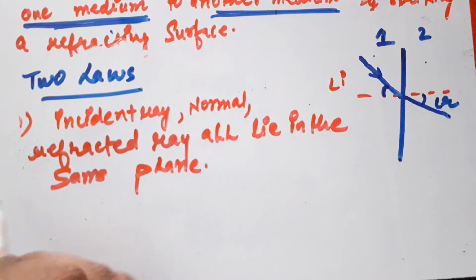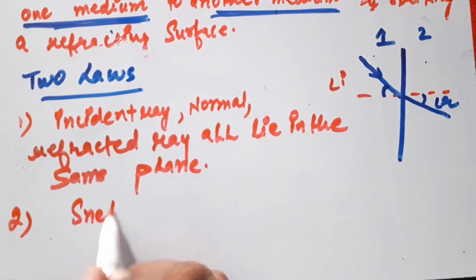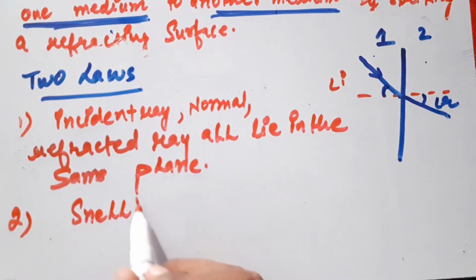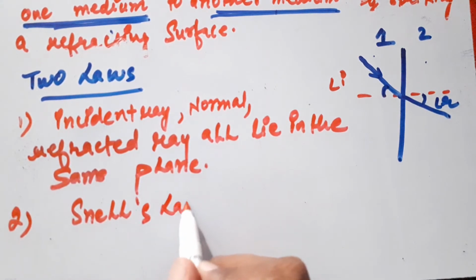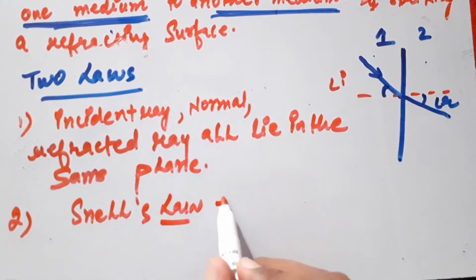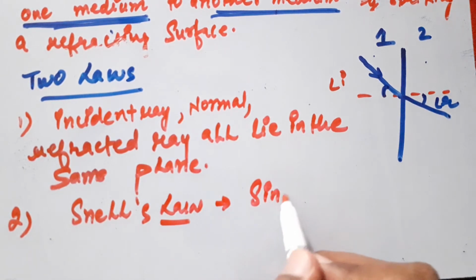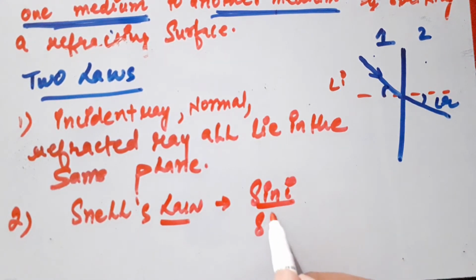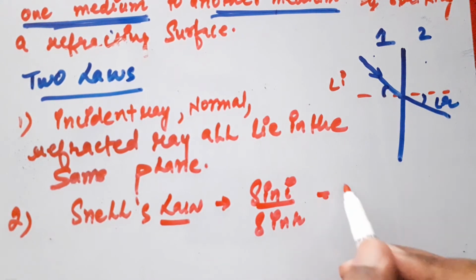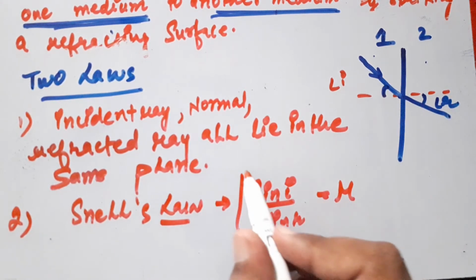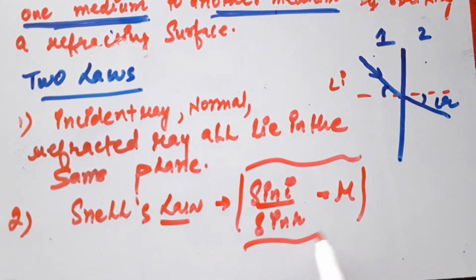And the second law is Snell's law, and we will cover this law nicely while studying refractive index, right? This is what: sin i by sin r is equal to mu, and this mu is what? Refractive index. So we'll cover it while studying the refractive index.